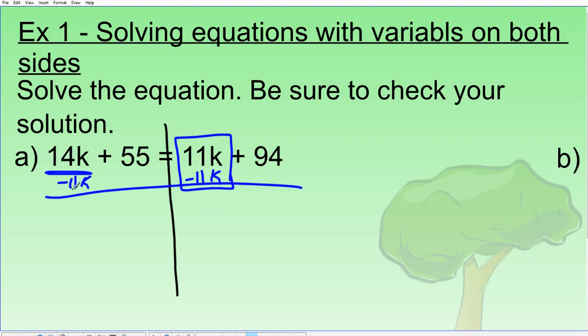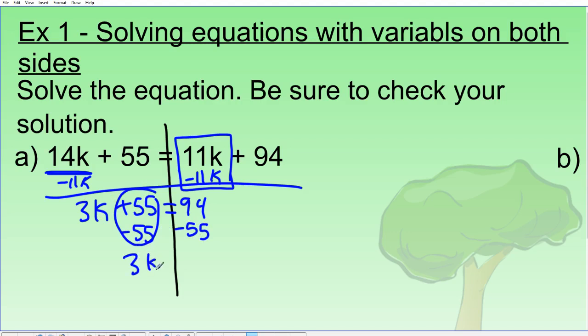So now 14k minus 11k is 3k. I still have my 55. I still have my positive 94. Now from here, we're going to continue to solve. We're going to subtract 55 on both sides, because we get rid of the add and subtract before the multiply and divide. So we get 3k equals, that is going to be 39.